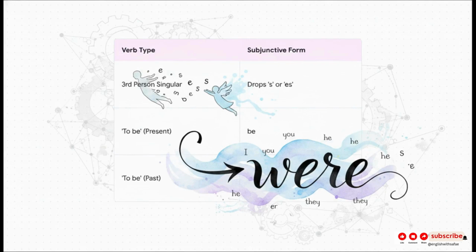Let's break down exactly what those visual changes look like. For the present tense third-person singular, the subjunctive exception actually drops the s or es entirely. It sheds it completely so it matches the present tense of everything else. And then, look at the to be verb.